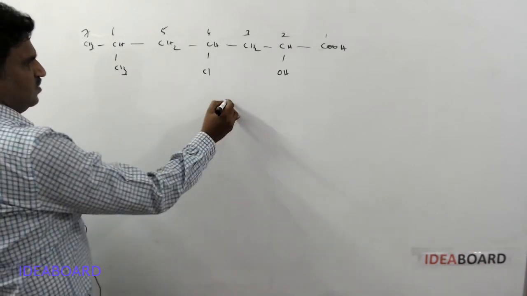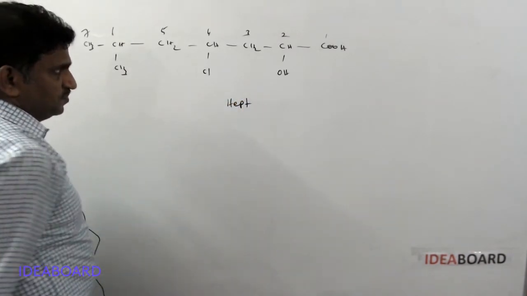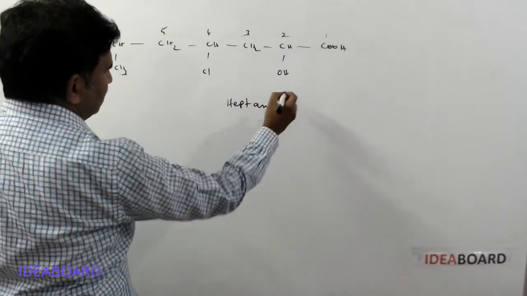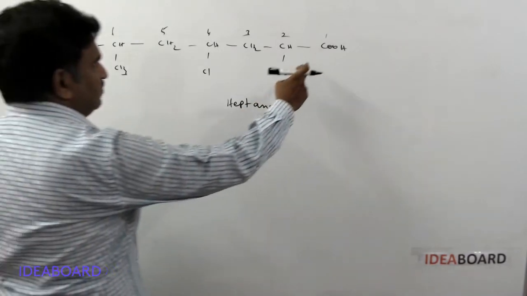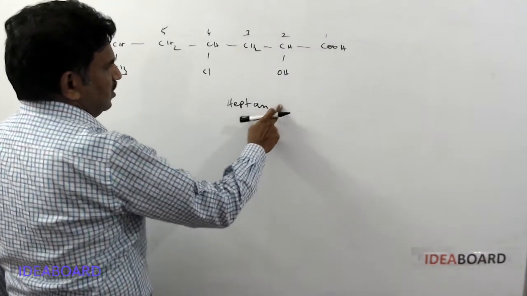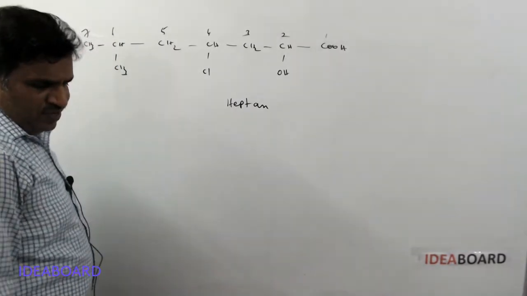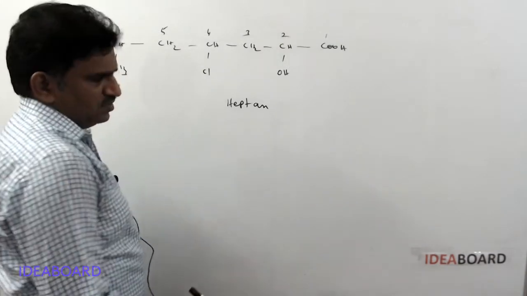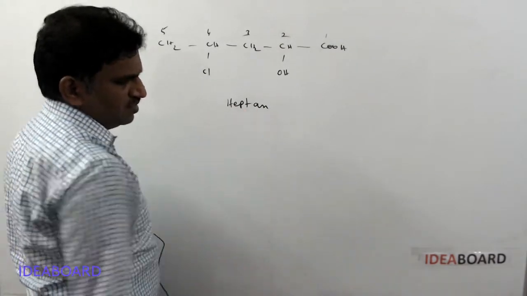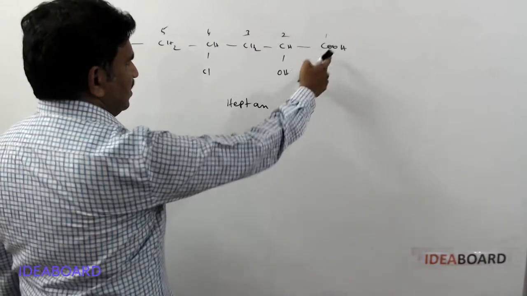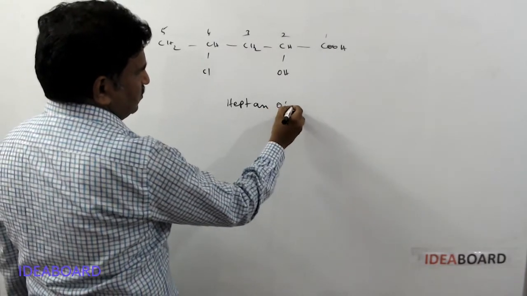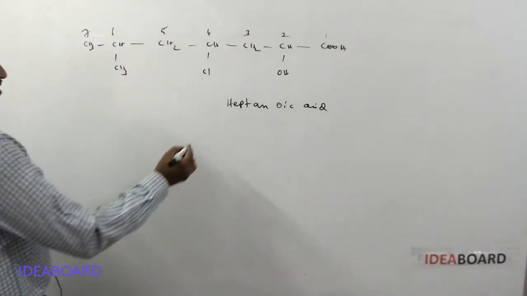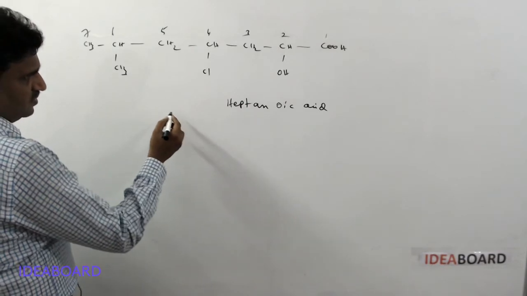7 carbons, so what is the root word? Yes, it is hept. All carbon atoms are single bonded, so we write it as ane, heptane. And what is the main functional group? COOH. So always remove the last letter e. When you have a vowel (a, e, i, o, u) in the secondary suffix, then you can remove the letter e of the primary suffix and add the COOH. So COOH means what is the name? Oic acid.